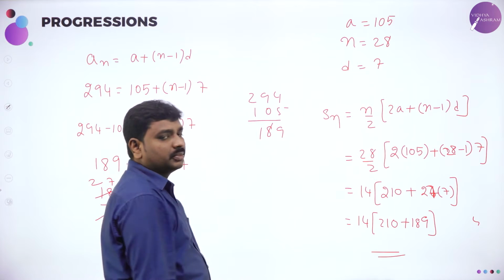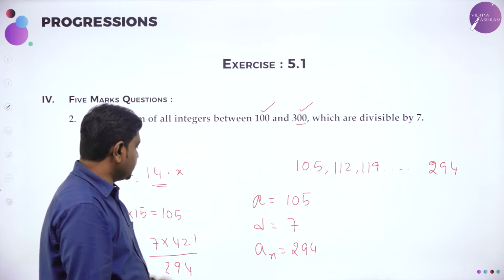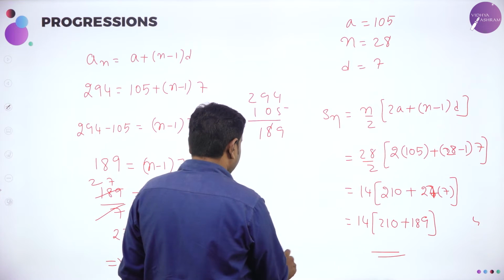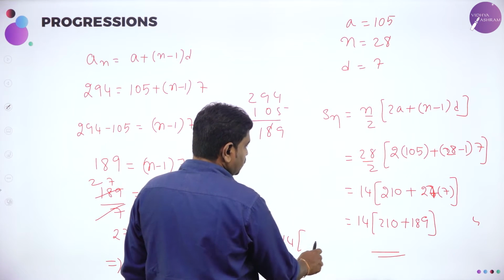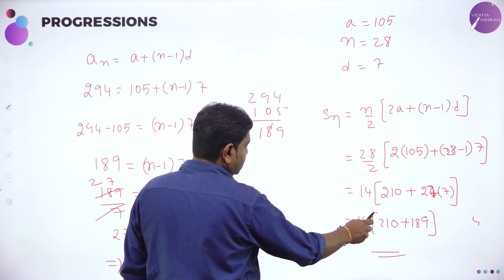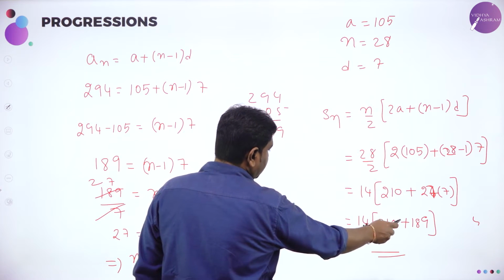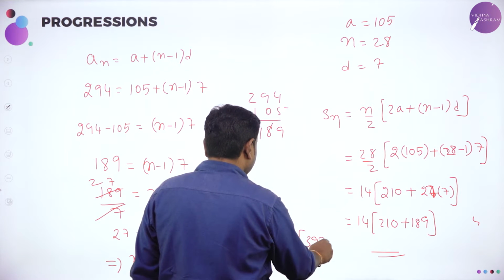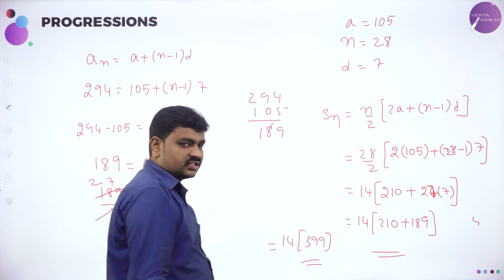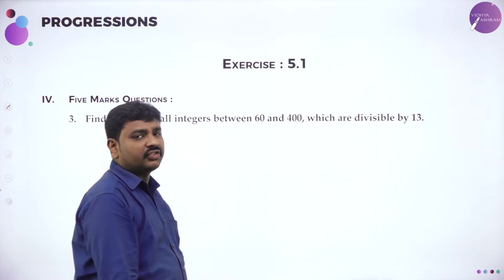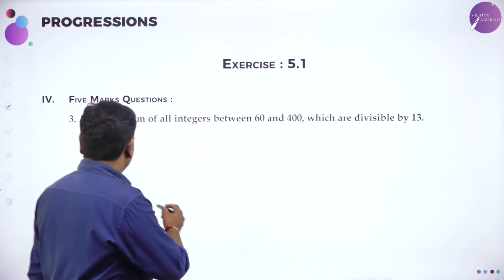So I hope all of you got the method. First I should use an, and I will get the number of terms as 28. Then you use Sn. Further you can simplify: 210 plus 189 is 399. So 14 into 399 is the sum. Multiply this using a calculator since you are allowed to use a calculator, so do it faster and better. Now we'll go to the next problem.